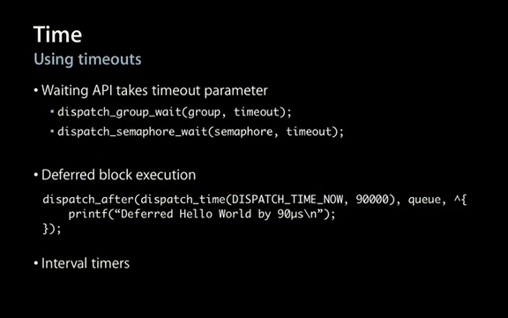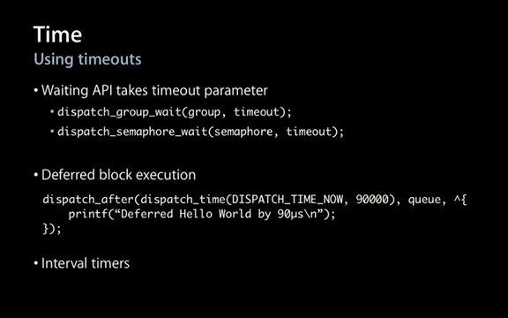As we've mentioned, dispatch group wait takes a timeout, and dispatch semaphore wait takes a timeout. There's also an API that's very similar to dispatch async, which allows you to defer block execution until some later point in time, and that's called dispatch after. It looks just like dispatch async, but it takes this extra timeout parameter. In this example, we're saying that we want to execute a block 90 microseconds from now.